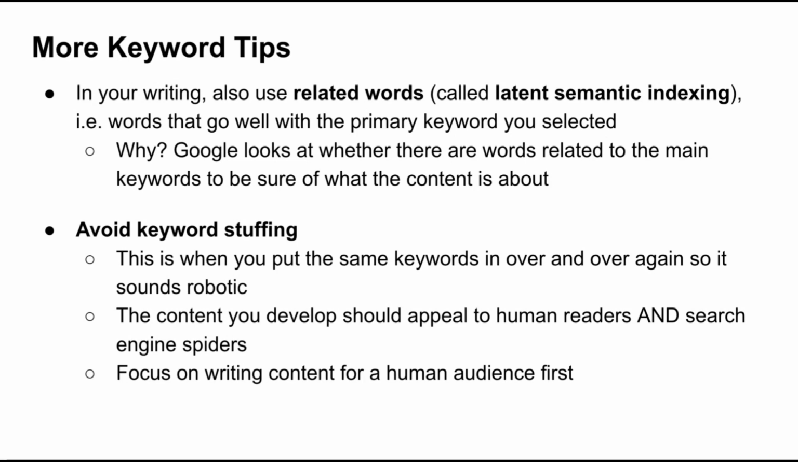So, what you want to do with your writing is focus on writing for a human audience first. Pick a primary keyword relating to what you're writing about, and then one to two additional related keywords that you're going to add into your copy where it makes sense.